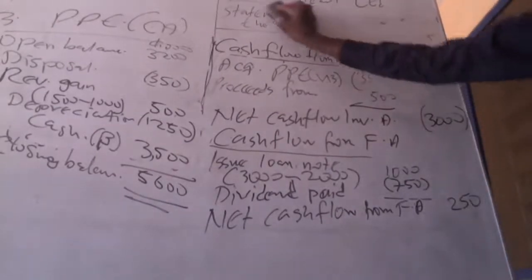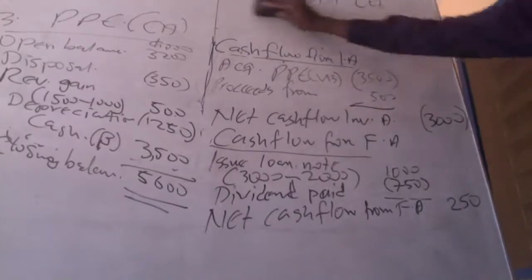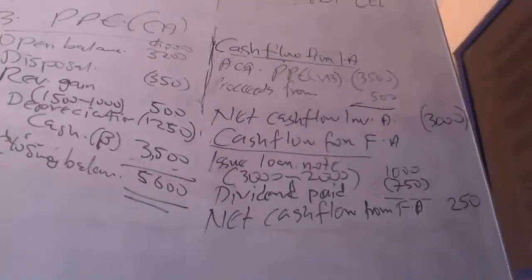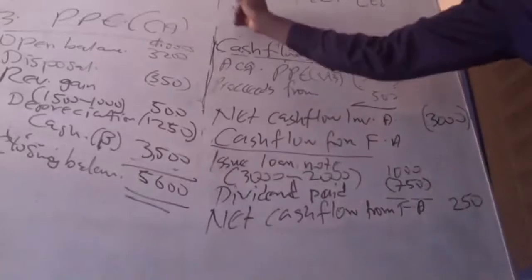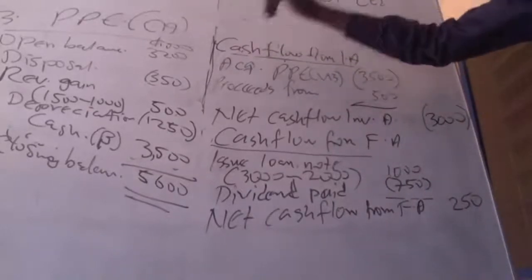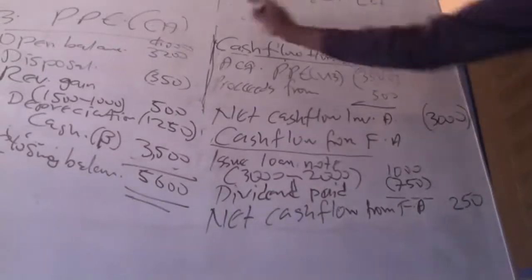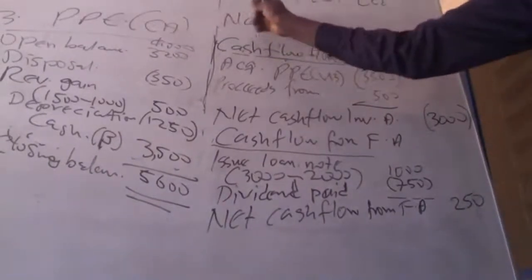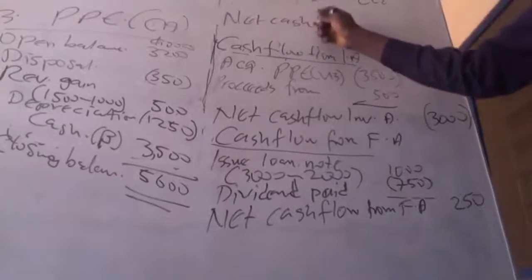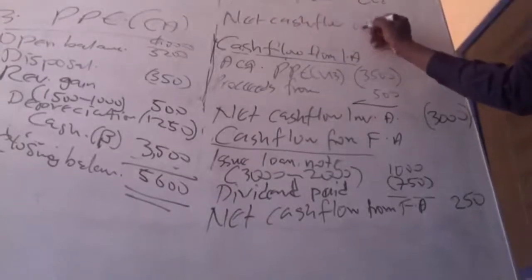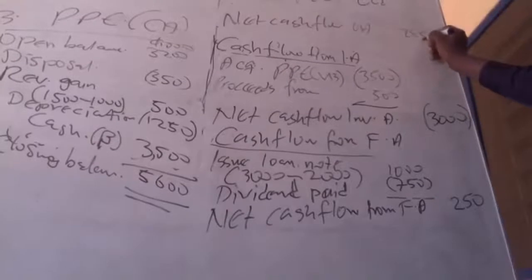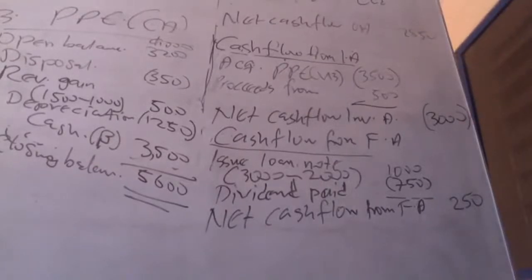Now let me clean something here. Assuming this is a question, there was a net cash flow. This one was a continuation of the previous page. So let me summarize what is in the previous page. It was net cash flow from where? From OA. What was the figure? 2850, right? It was 2850.